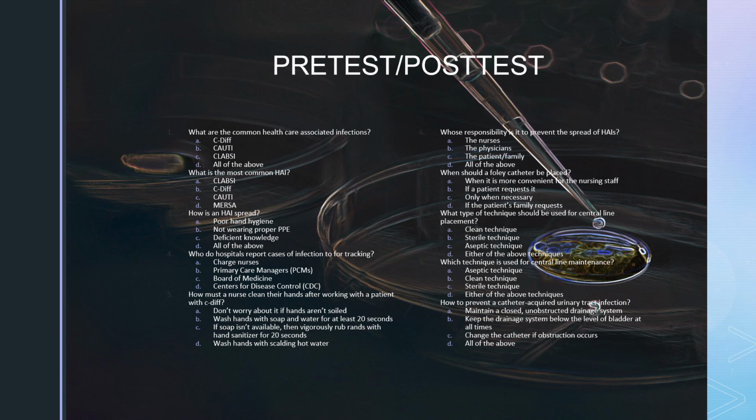Which technique is used for central line maintenance? A. Aseptic technique. B. Clean technique. C. Sterile technique. Or D. Either of the above techniques. A. Aseptic technique.